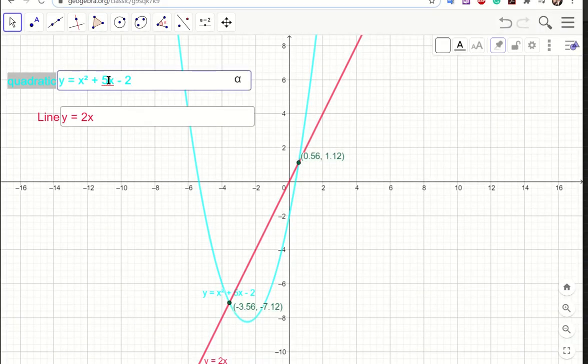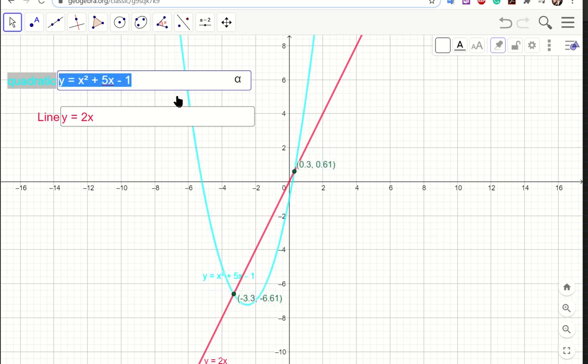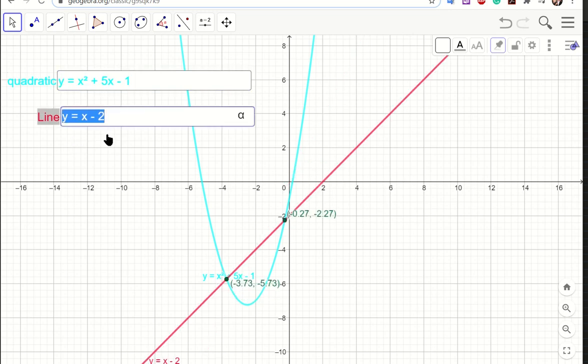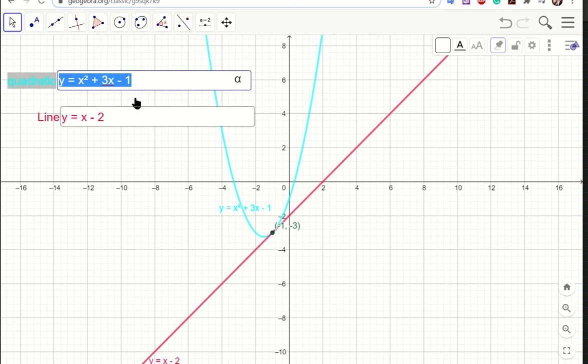Okay, so the quadratic in that case was x squared plus 3x minus 1, and the linear equation was y equals x minus 2. And you can see it's not working because I've still got a 5x there. I don't know why it didn't fix. Let me make that 3x again. That's better. Here we can see there's just one solution, and while we didn't work out what that solution was, we can see it's -1, -3.